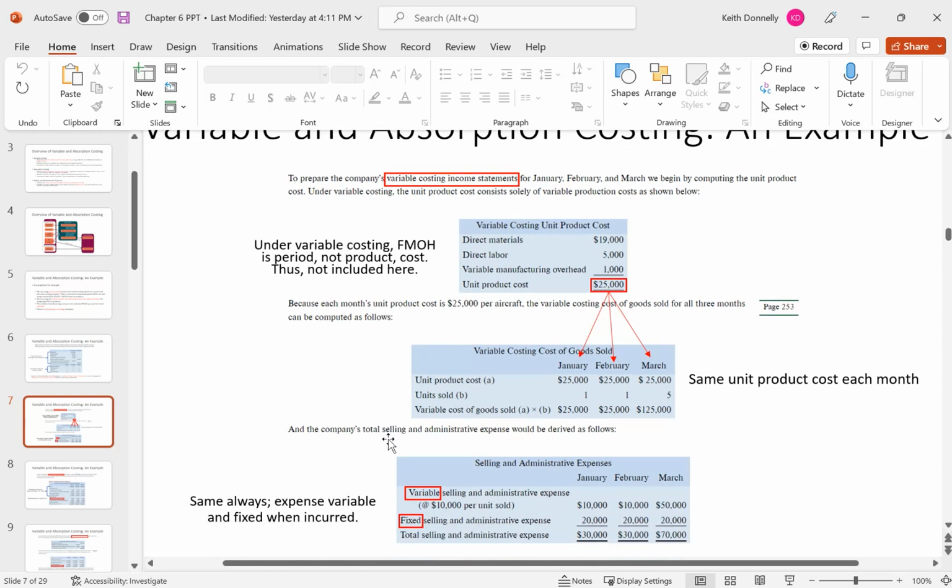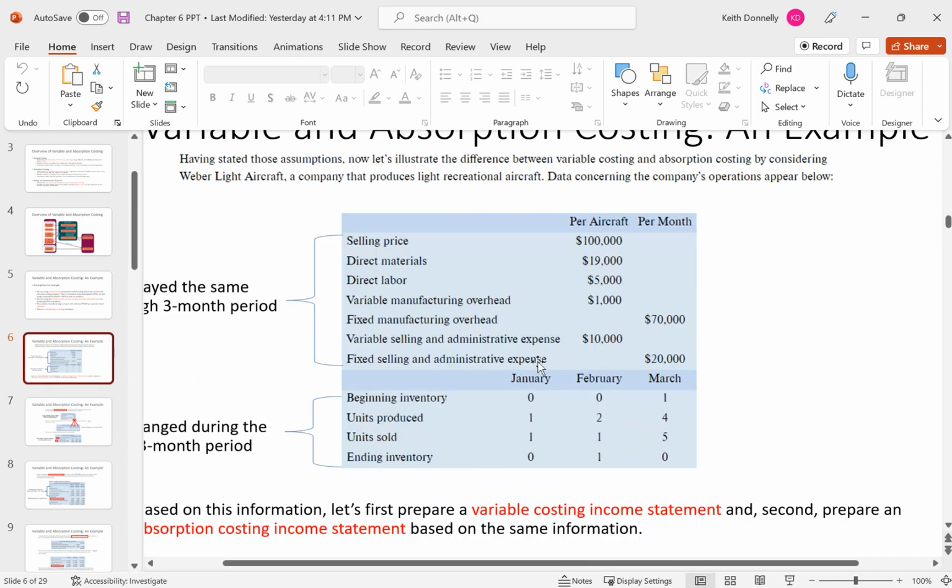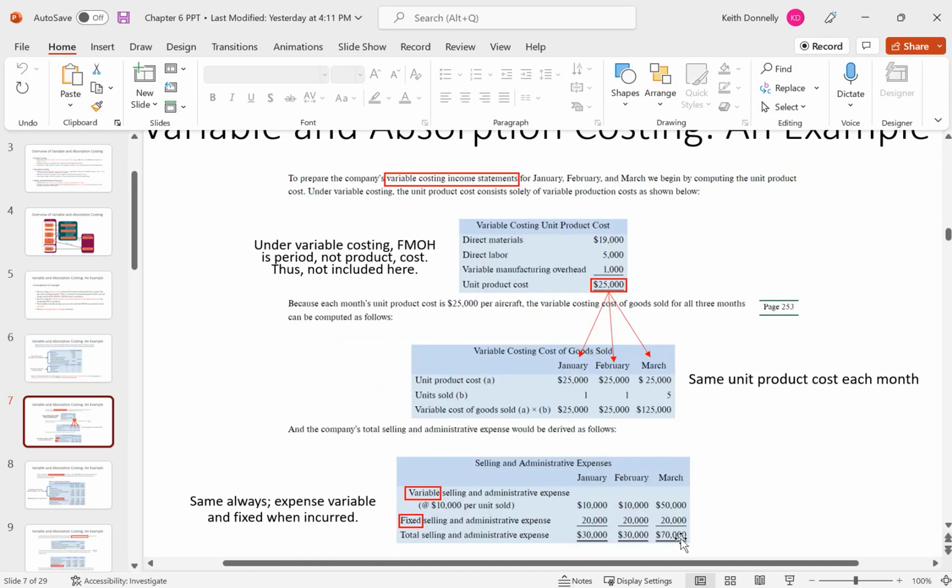All right, next thing it says down here is the company's total SG&A would be derived as follows. So the idea here is they're going to include both their variable and fixed, even though this is a variable costing income statement, same treatment under both. Variable and fixed are expensed in there. So it looks like each month there was 10, 20. Again, they're getting this information right from over here. 10 and 20 each month. And then in March, it looks like it must have been 50 and 20.